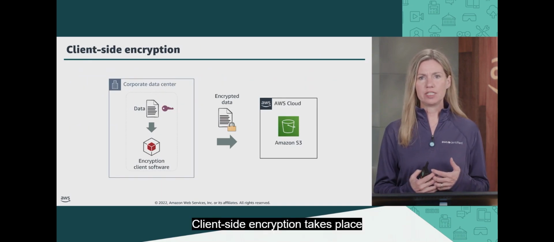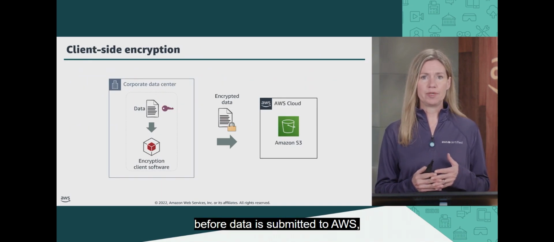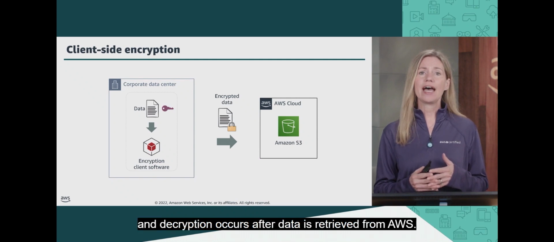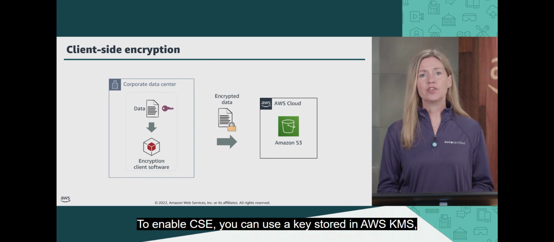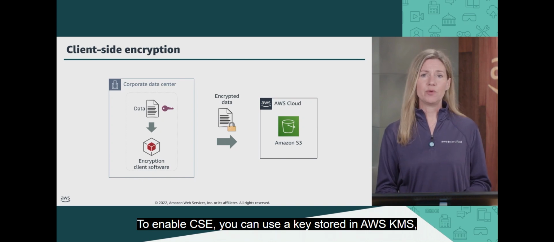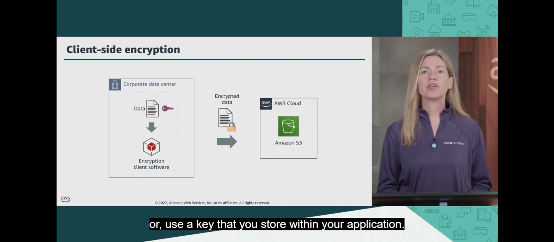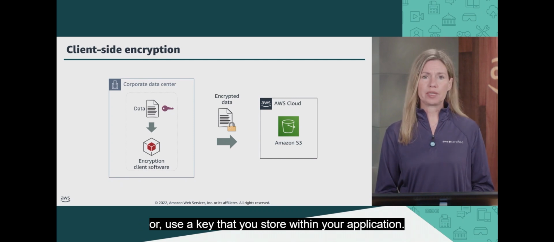Client-side encryption takes place before data is submitted to AWS, and decryption occurs after data is retrieved from AWS. To enable CSE, you can use a key stored in AWS KMS, or use a key that you store within your application.